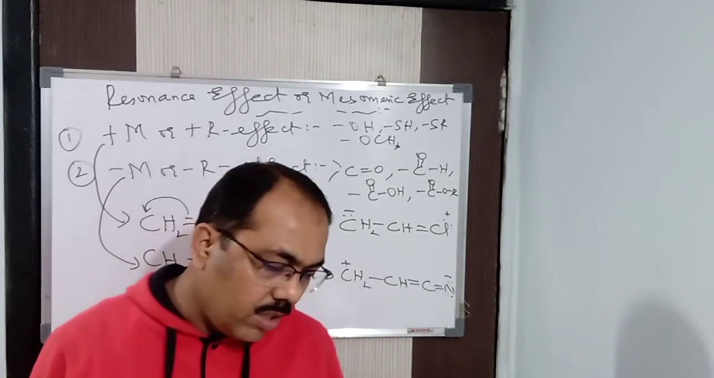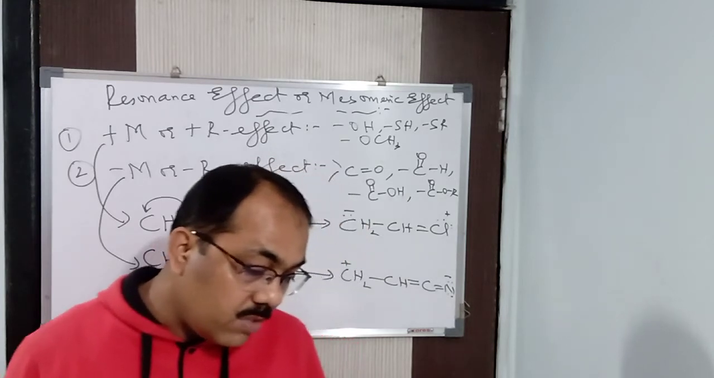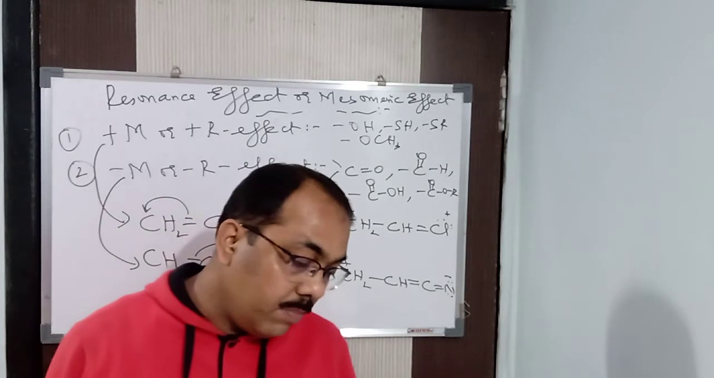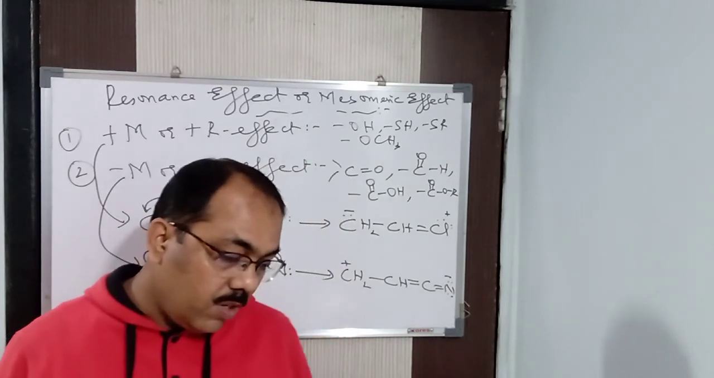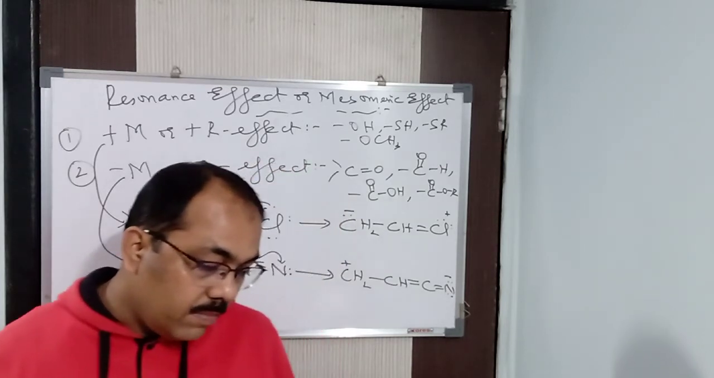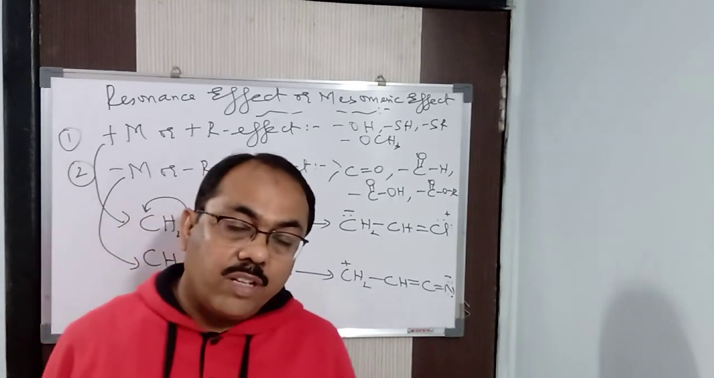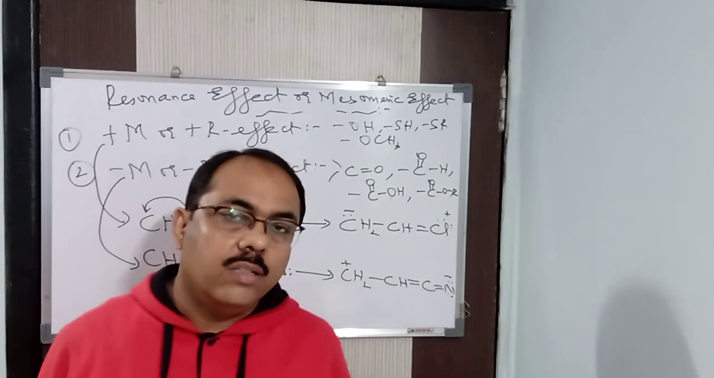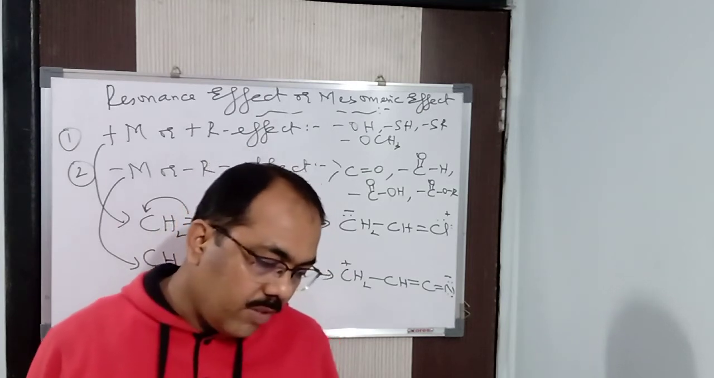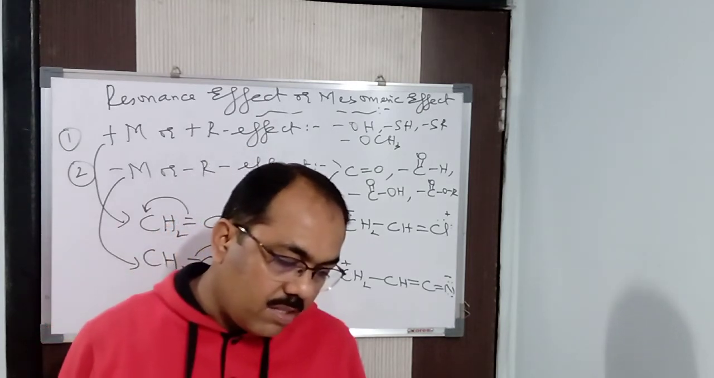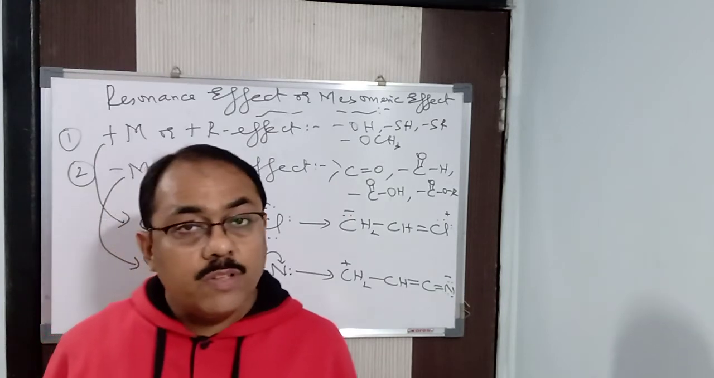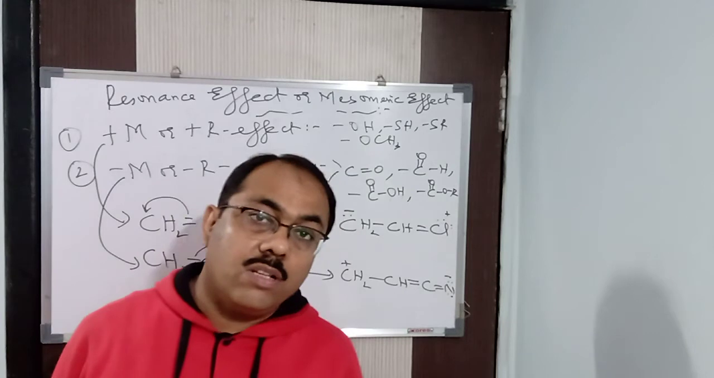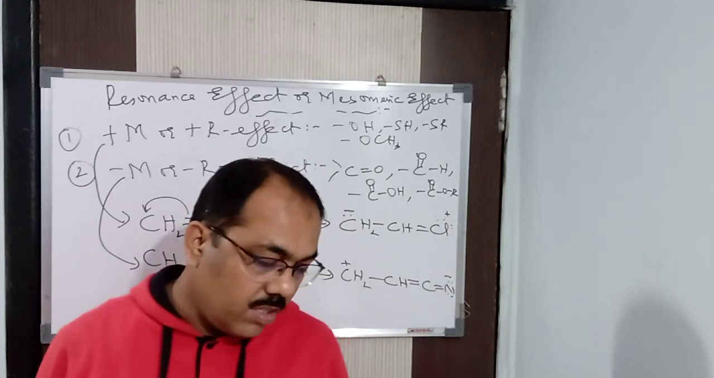Moreover, the essential condition for the mesomeric effect is the presence of a multiple bond in the molecule. But in resonance effect, it is not necessary that a multiple bond has to be there. It may or it may not be. Like HCl exhibits resonance, but not mesomerism. HCl does not contain a multiple bond. Clear?